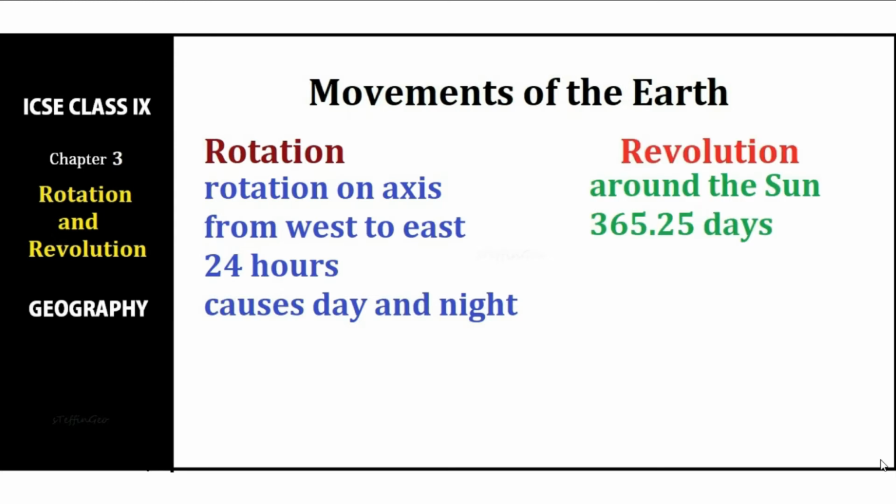Revolution, on the other hand, is the motion of the Earth around the Sun in its orbit. And the orbit of the Earth is not circular, it is elliptical in shape. To cover this whole distance, Earth takes around 365.25 days, that is 365 days and approximately 6 hours. So these are the two movements of Earth.